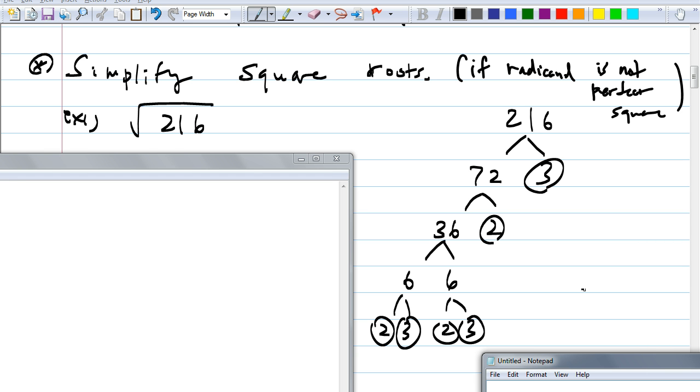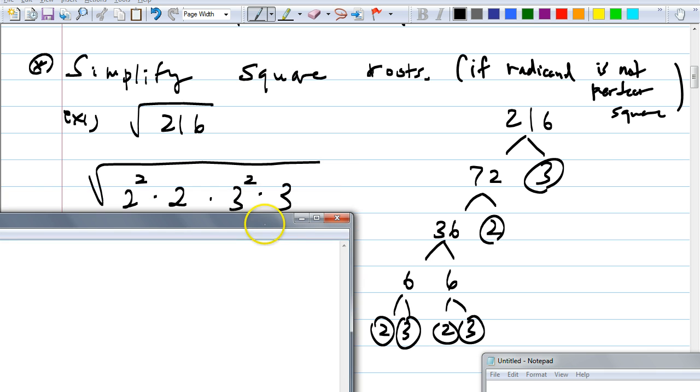Do you think it's best for me to write this as square root of 2 to the 3rd times square root of 3 to the 3rd? No. Why not? The square will cancel out. So how would you write it other than that way? 3 squared times 3 times 2 squared times 2, with the whole thing under the square root.